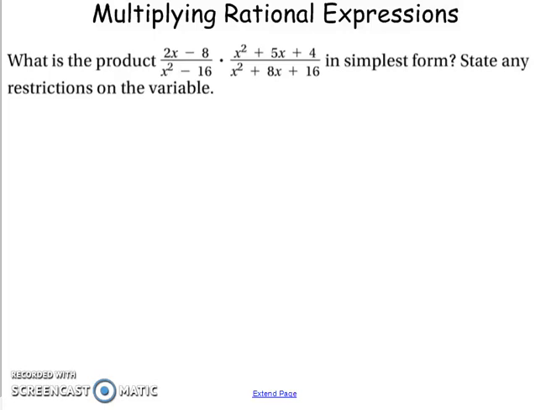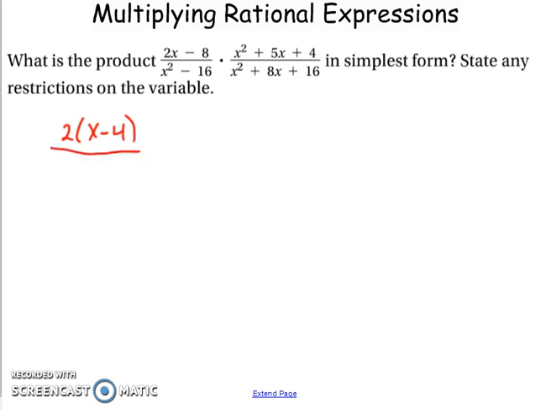When you're multiplying rational expressions, you want to make sure that you factor every numerator and every denominator before you start to cancel out like terms. So in this first one, 2x minus 8, we're going to factor that. We're going to take out the GCF, which is 2. We're left with x minus 4.